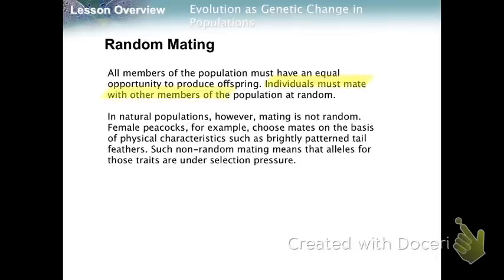Individuals have to mate at random in order for Hardy-Weinberg equilibrium to occur in a population. We know, though, that there is some sort of selection going on. The example given here, female peacocks choose mates on the basis of physical characteristics. Tail feathers, like I said, displays of prowess, superiority between two males. The female picks the male, like if you're talking about rams. Non-random mating means that alleles for those traits are under selection pressure. Bigger, stronger, faster, like we see here, the different brightly patterned tail feathers, those are being selected for, and so you see a shift in the population.